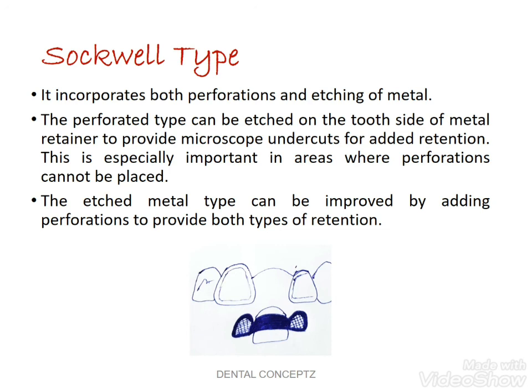And the last one is the shock weld type. It incorporates both perforations and etching of metal. The perforated type can be etched on the tooth side of the metal retainer to provide microscopic undercuts for added retention. This is especially important in areas where perforations cannot be placed, and the etched metal type can be improved by adding perforations to provide both types of retention.